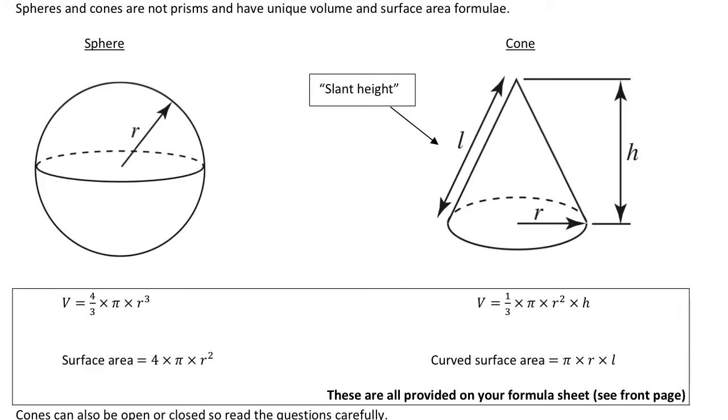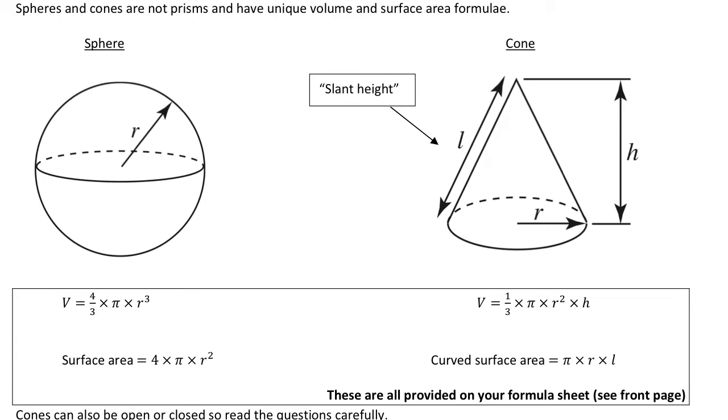In this video we're going to look at finding the surface area and the volume of spheres and cones. The volume of a sphere is 4/3 pi r cubed and the surface area is 4 times pi r squared. For a cone, the volume is 1/3 times pi r squared times h, where h is the height of the cone. Whereas the curved surface area, and it's just the curved surface area, is pi times r times l, where r is the radius and l is the slant.